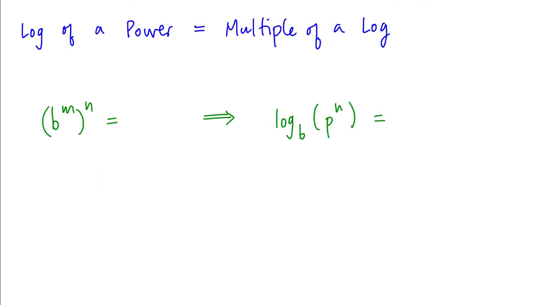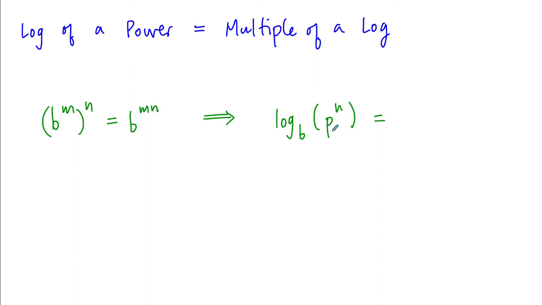The last connection between exponent laws and logarithm laws we're going to look at is the law that states that the log of a power is equal to the multiple of a log. Well, we're going to start off with the exponential form that we know. If we have b to the m, which is some power, raised to another exponent, remember b is a base, m is an exponent, so b to the m is a power. If we raise that power to another exponent, we keep the base and we multiply the exponents.